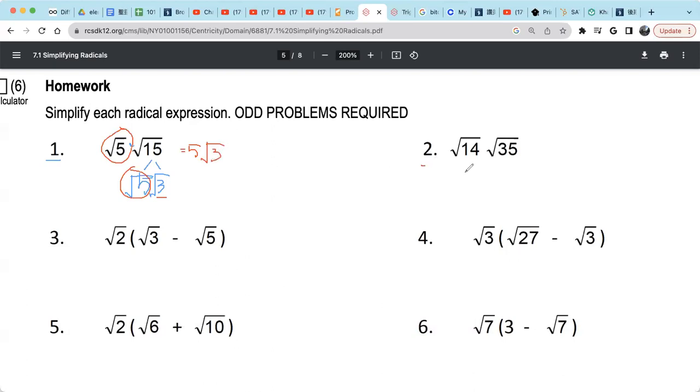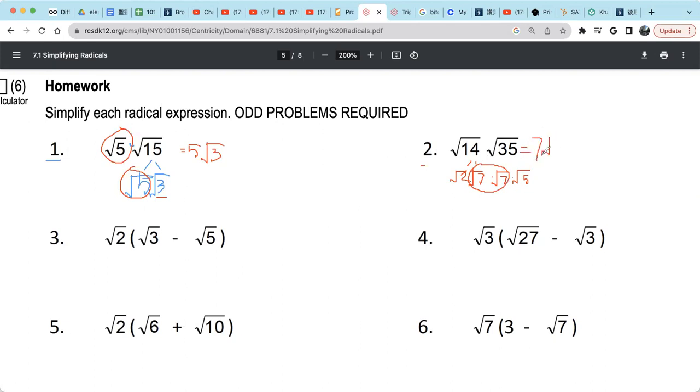Let's see 2. 14 can be split into 2 and 7, of course, both under the square root sign. So the square root of 14 can be split as the square root of 2 times the square root of 7. And the square root of 35 can be split as the square root of 7 times the square root of 5. Now we see a square. We see square root of 7 multiplied by itself. So that just becomes 7.